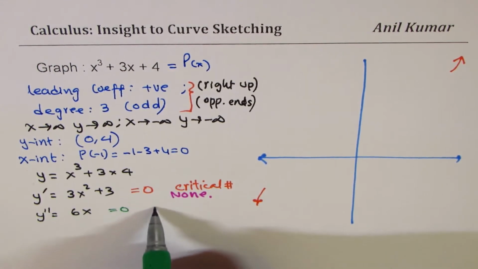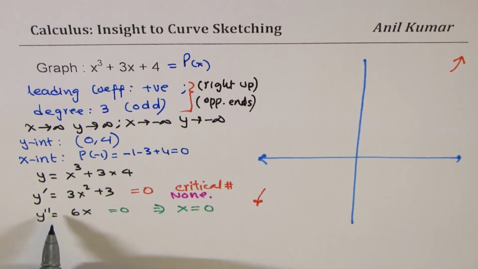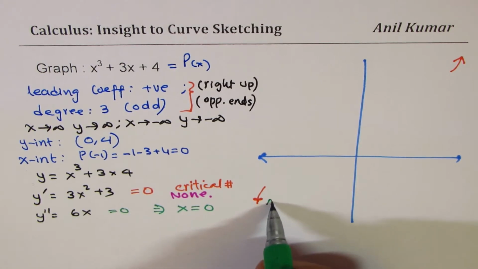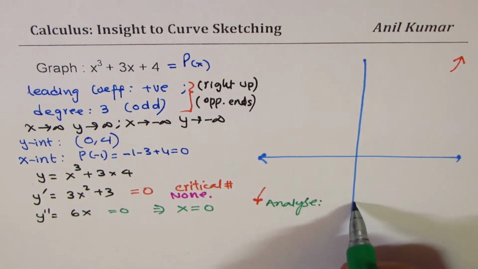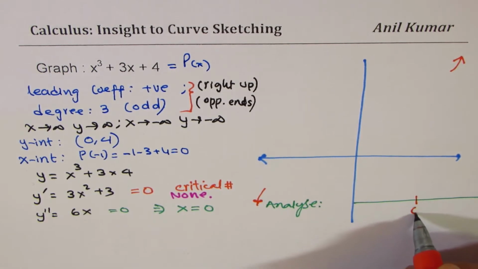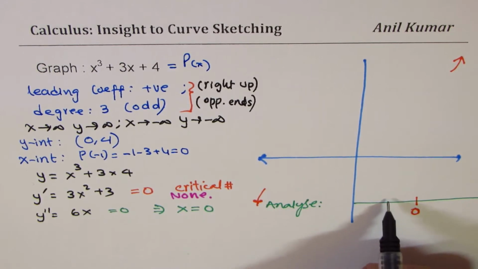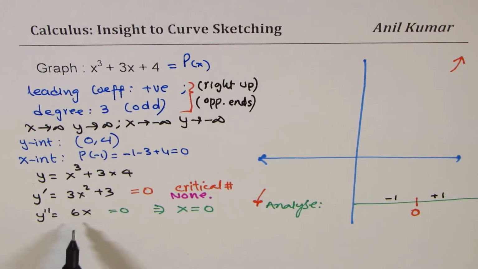Well, this is 0 for x equals 0. So you do get a critical number for the second derivative. Since we have the second derivative 0 at a point, let us analyze it. We have 0 for the second derivative at x equals 0. So you take a test point on the left side, could be minus 1, and on the right side could be plus 1, and check the second derivative.